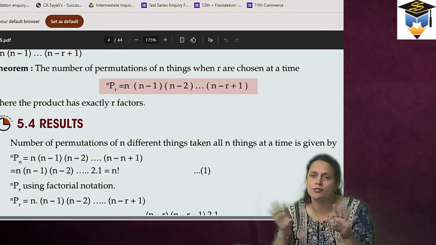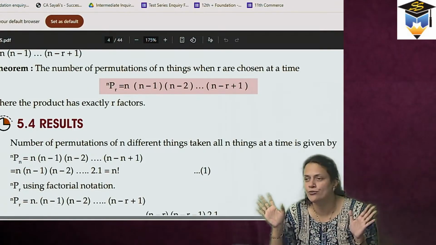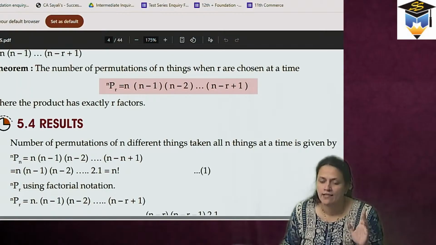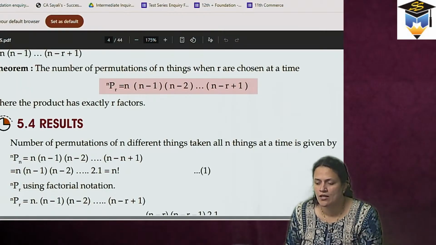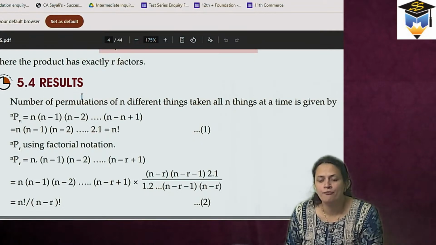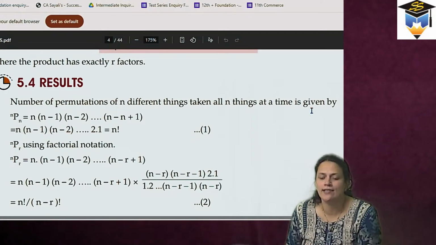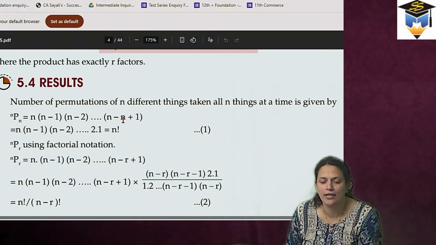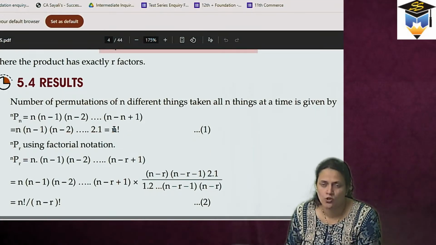यहाँ तक सबको समझ में आया? Whatever I have told you. Now, see here they have given us some results. The number of permutations of n different things taken all n things at a time is given by n factorial. So nPn is always given as n factorial.